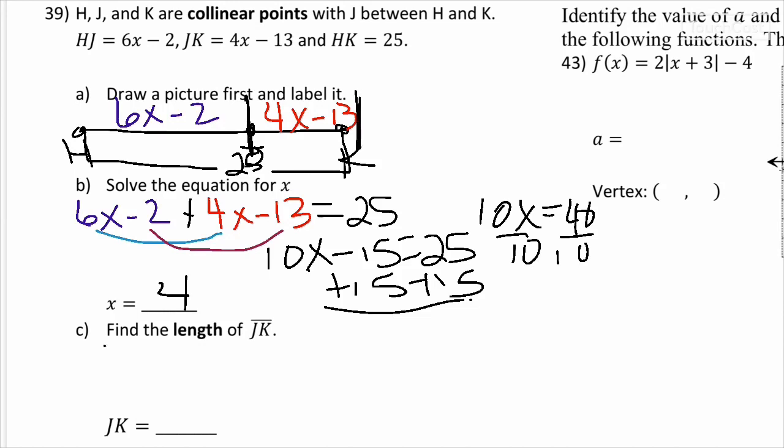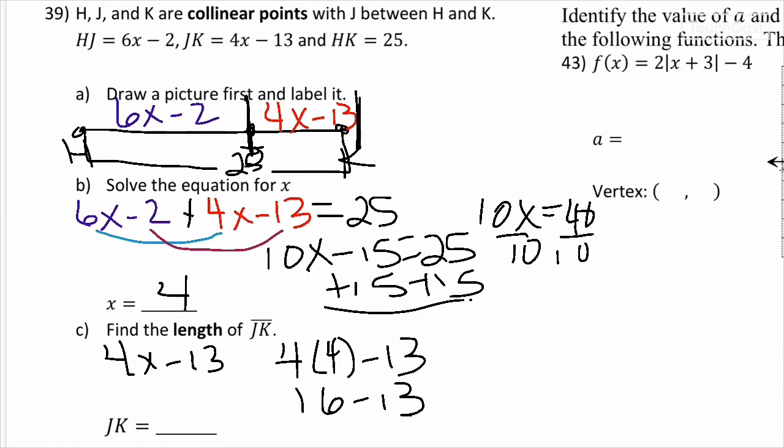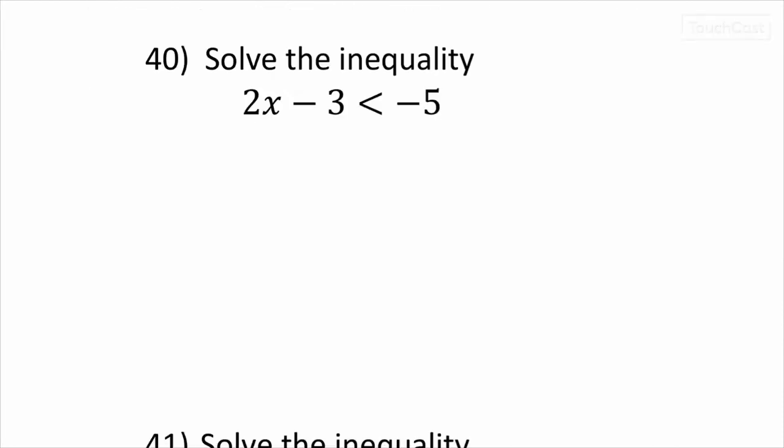JK now is this length from here to here. So that's 4x minus 13. So I'm going to put 4 in for x, and you get 4 times 4 minus 13. 16 minus 13 is 3. So fun. Love geometry. Yay, more solving.